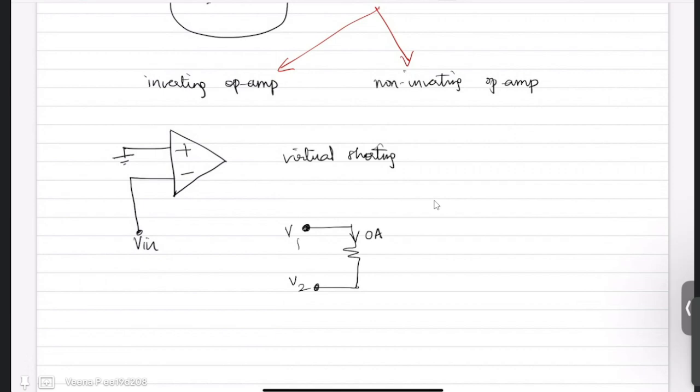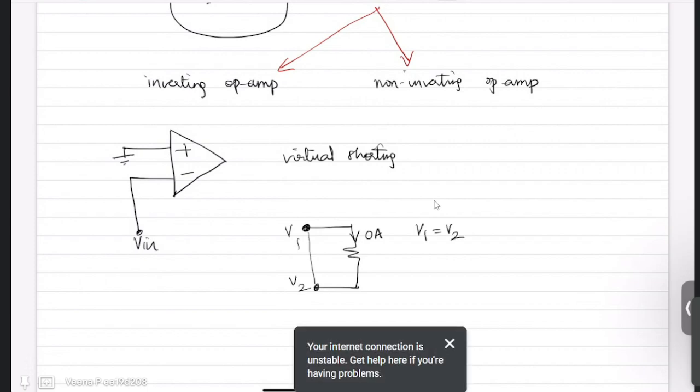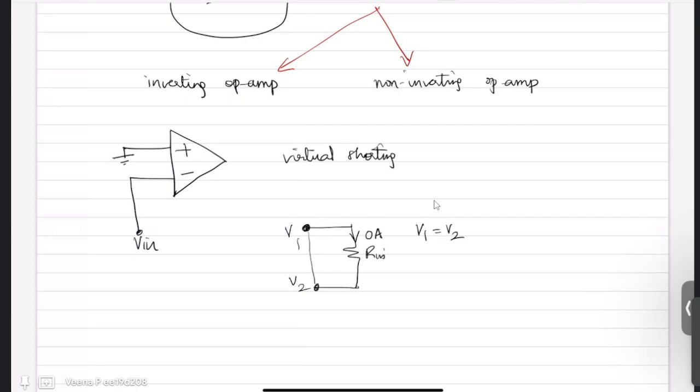That means both V1 and V2 are virtually like a short circuit. They are not really short circuited, but virtually V1 is equal to V2 because the current through your R input is negligible. So this is called virtual shorting or virtual ground. We also say virtual ground provided one terminal is grounded. So virtual ground is a special term for virtual shorting. If one terminal is grounded, that means the other terminal also has 0 volt. So this is a golden rule while solving op-amp problems: virtual shorting.